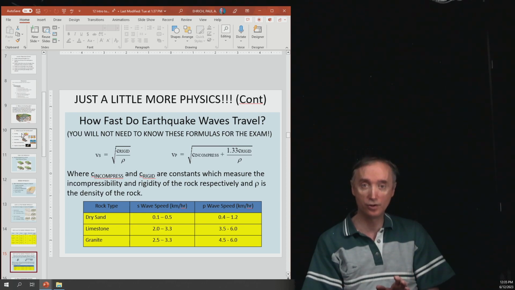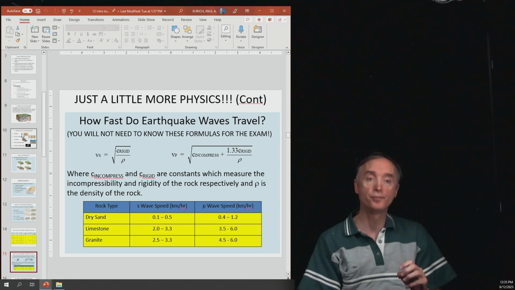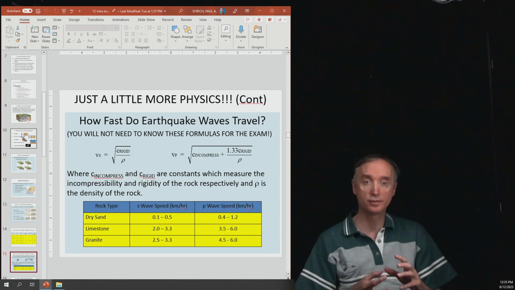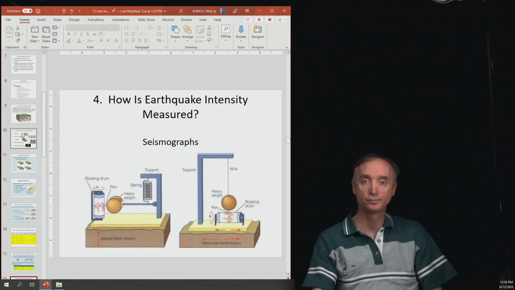Now, you don't need to know about the formulas for the exam. You don't need to know about the speeds. You should know that a rock that is solid is going to transmit waves easier than sand will. So that would be something that you would need to know for the exam.